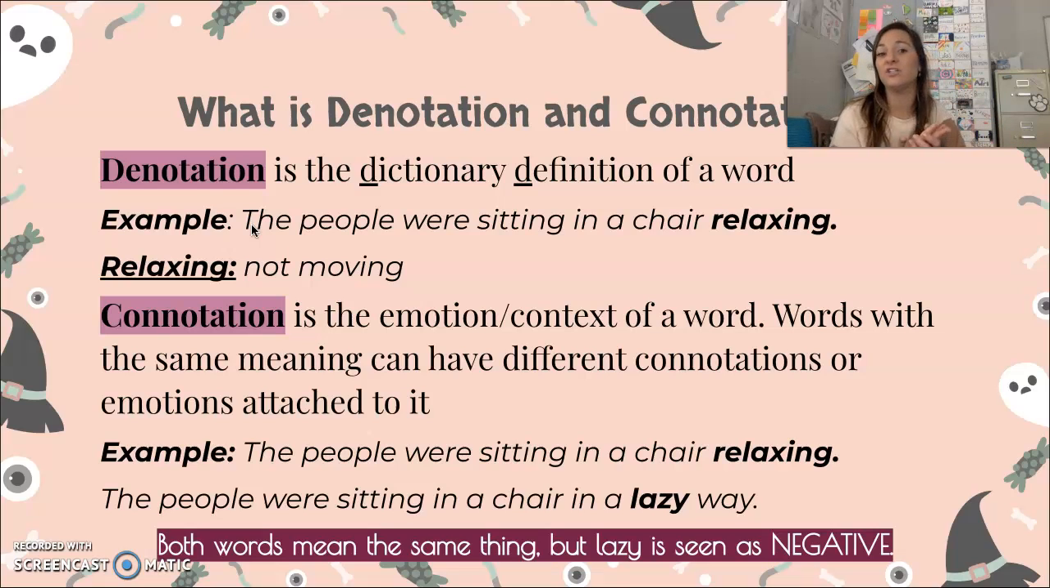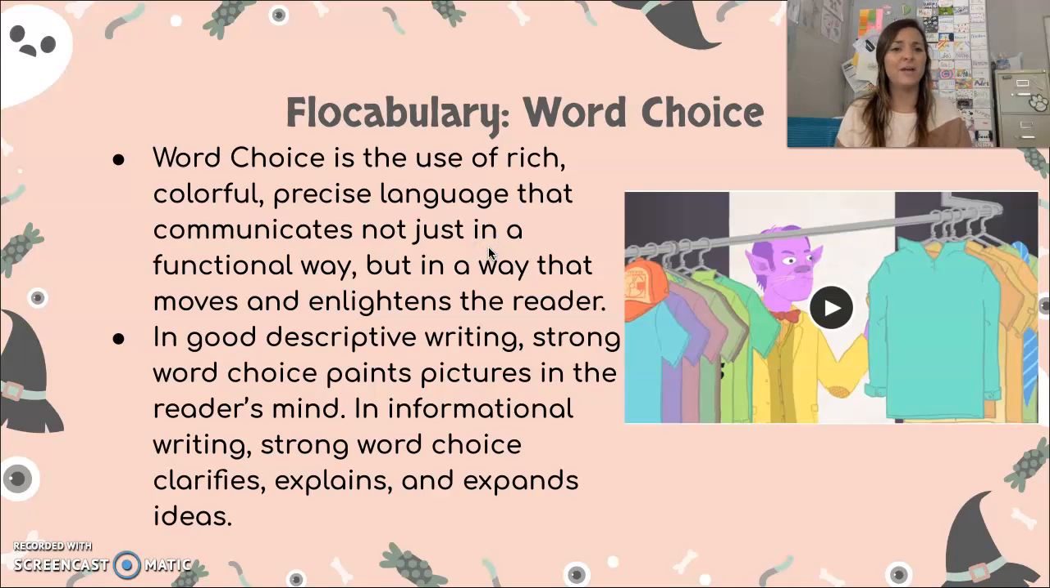Connotation is something that you probably haven't done too much before, but you already kind of know how to do it. Connotation is the emotion behind a word, how we feel as we read it, hear it, say it, whatever. Words with the same meaning can have different connotations attached to them. Let's look at our 2 sentences. The people were sitting in a chair relaxing, or the people were sitting in a chair in a lazy way. Both words mean very similar things if you look at the definition in the dictionary, but lazy is seen as way more negative.